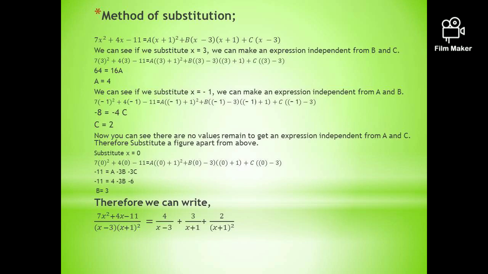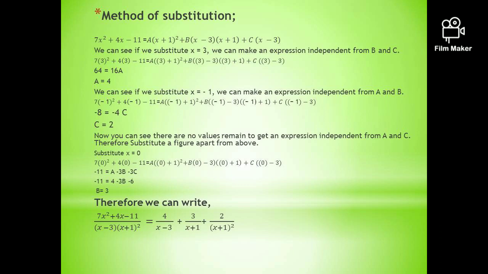Right. As a first step, we will try to understand how to use the method of substitution. We got many clear examples in our first video anyway. If you use the method of substitution, you can use the last step we ended up with in this question: 7x squared + 4x - 11 equals a times (x + 1) squared plus b times (x - 3)(x + 1) plus c times (x - 3).